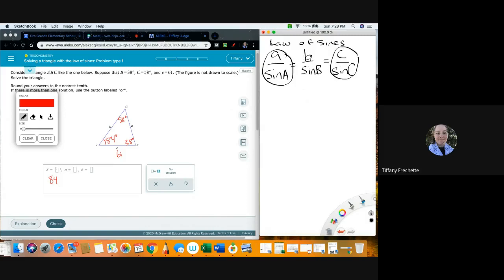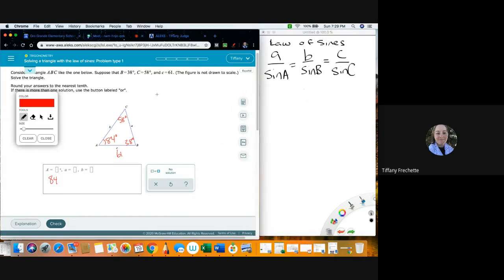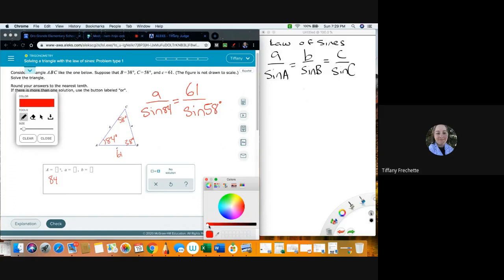So I'm going to ignore the one in the middle because I have side C. I don't have side B. I don't want 2 variables in my equation here. So A is going to stay A. Sine of angle A, so angle A is 84 degrees, equals side C, which is 61, over sine of angle C, which is 58. Okay. So now we're going to cross multiply.